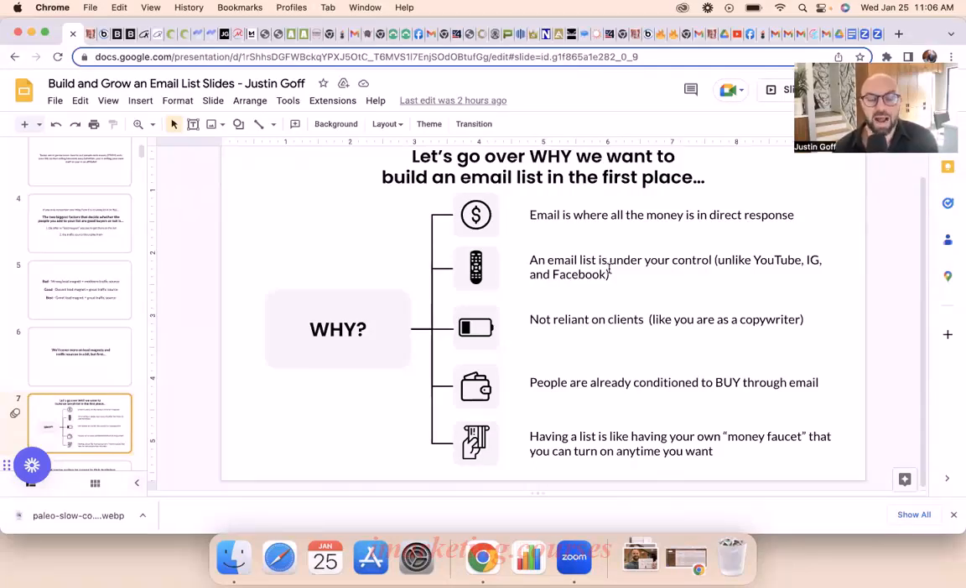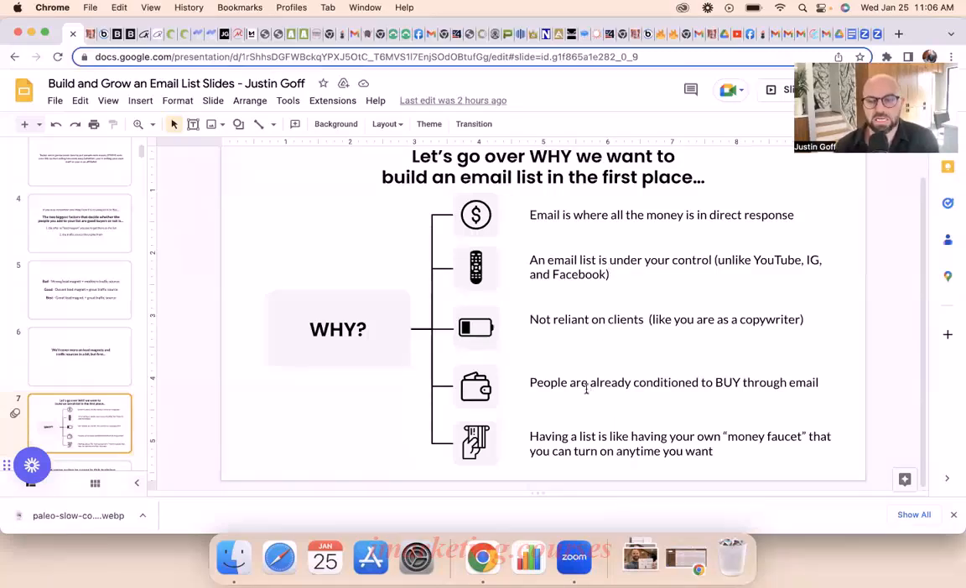Another reason, if you're a copywriter, you're not relying on clients. That can be a huge pain in the ass for a lot of people. I know I never truly enjoyed client work when I was doing consulting and copywriting. I much more enjoy doing my own thing and having control over what I'm doing.